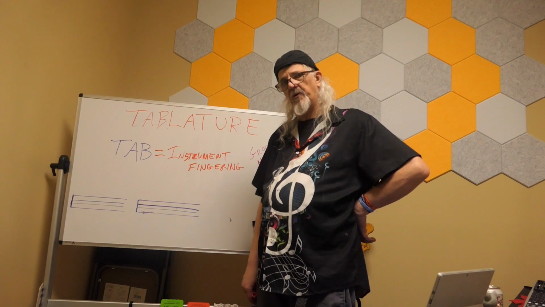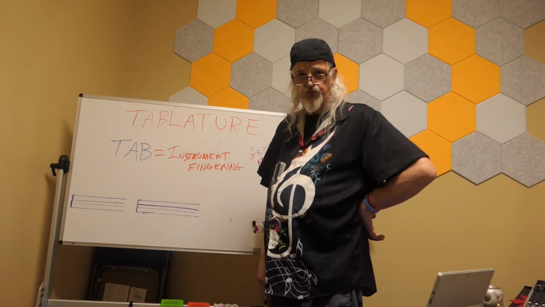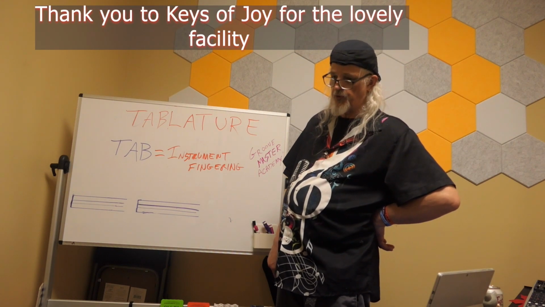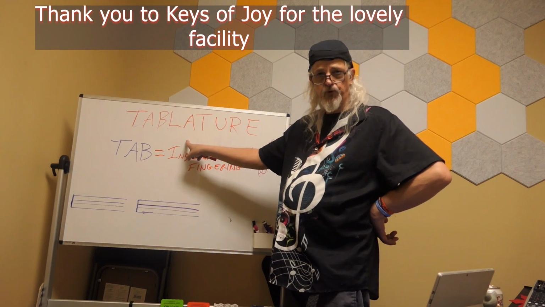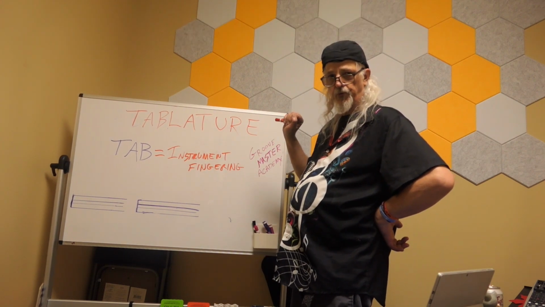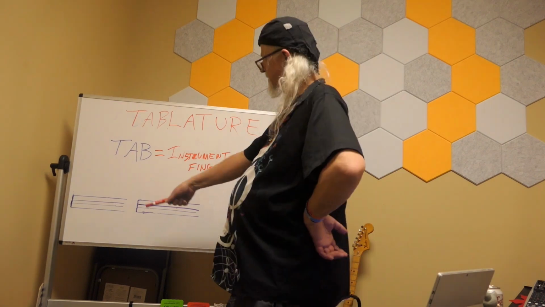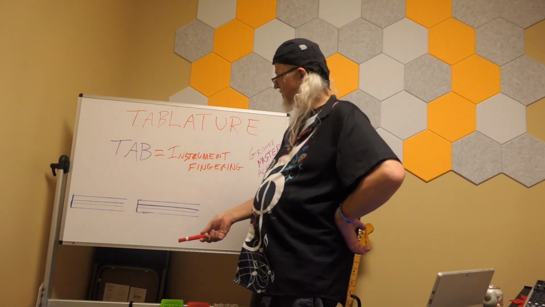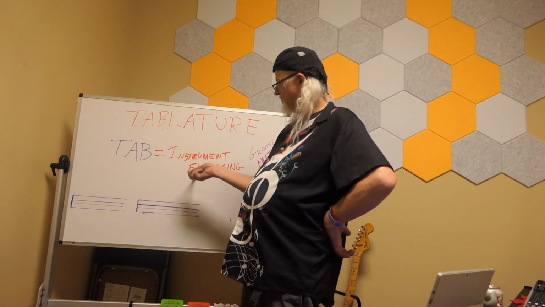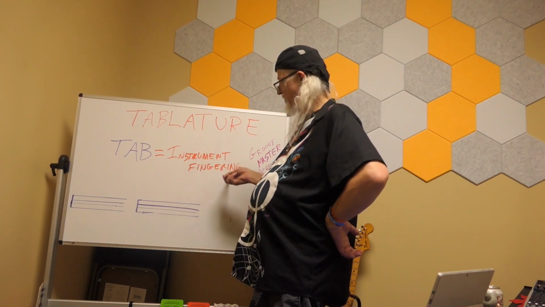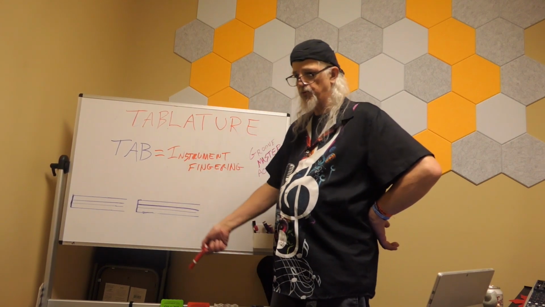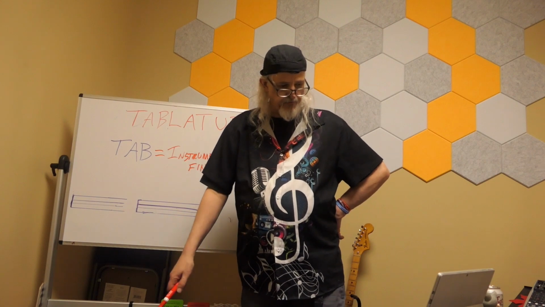We're coming to you today from the beautiful Lawrence facility, which is a working music school. Today we're going to brush up or learn to read, if you're a beginner, tablature. Tablature is a form of musical notation that notates instrument fingering rather than musical pitch on the staff.